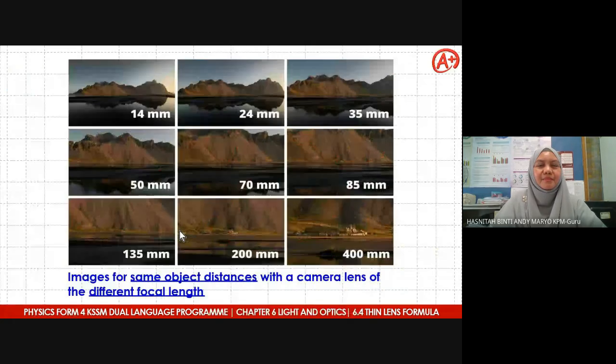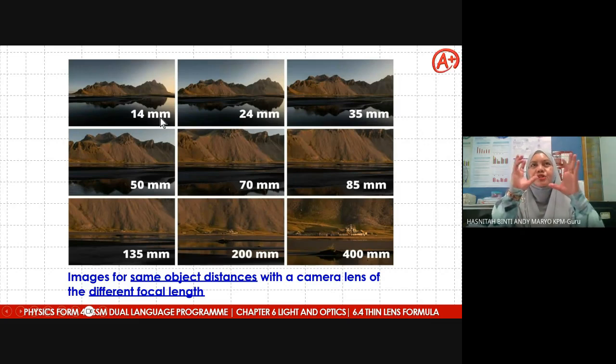Then this is a few more examples of images that can be captured by cameras with different focal lengths. All objects are captured from the same distance, meaning the object distance is the same, but each camera has a different focal length. This one is 14 millimeter, 24 millimeter. This is 35 millimeter, 50 millimeter. This one is 70 millimeter, 85 millimeter, 135 up to 400.